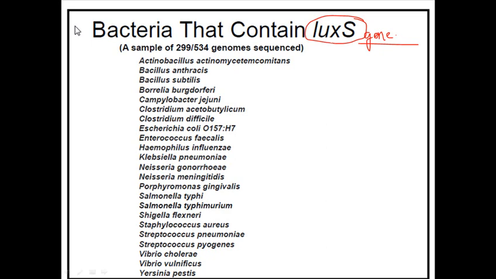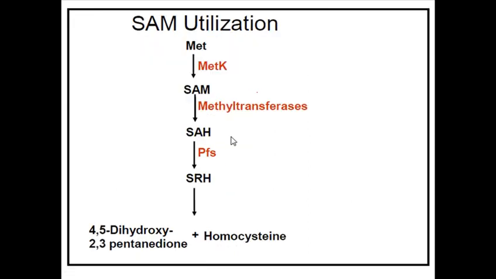And what are the chemical components of the autoinducer molecule? These are the different types of bacteria that have the LuxS system, the LuxS gene. So those bacteria which have the LuxS gene can definitely go through the autoinducer 2 system. Now let's look into how this whole thing occurs.